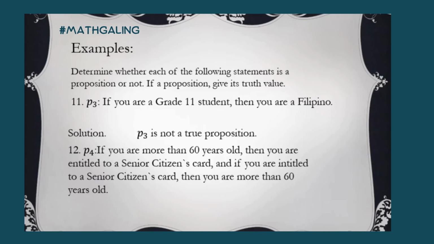Number 12 is: if you are more than 60 years old, then you are entitled to a senior citizen's card. And if you are entitled to a senior citizen's card, then you are more than 60 years old. So our solution for number 12 is it is a true proposition.